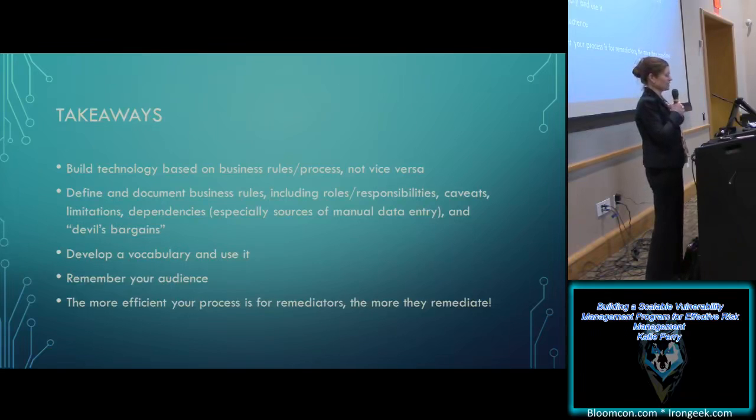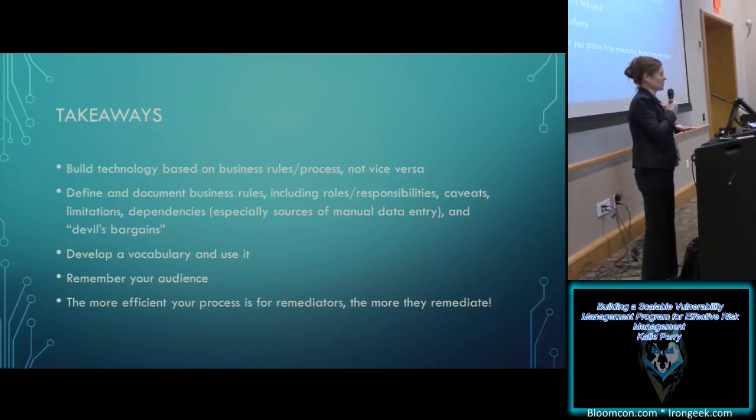So takeaways. Build your technology based on the business rules and processes, not the other way around. Don't get confined to the limitations of the technology that you use for the program. Define and document your business rules, including roles and responsibilities, caveats, limitations, dependencies, especially this whole CMDB aspect. If that's a manual source of data, then you can't really use that as the source you trust for the complete inventory, because it's just manual. And as we said before, it's rare to find an organization who has a good CMDB that's kept accurate.